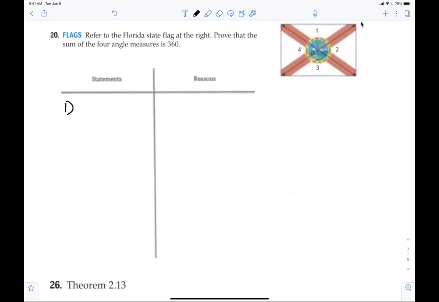I'm okay with that. Let's do this though. Angle 1 and angle 2 form a what? Linear pair. And also we can say what? Angle 3 and 4 form a linear pair.